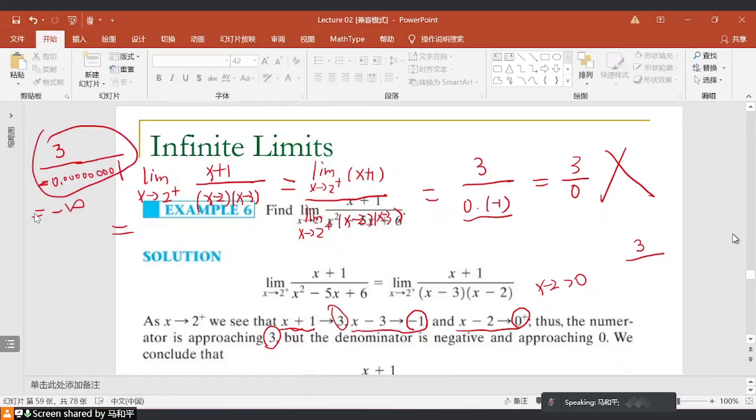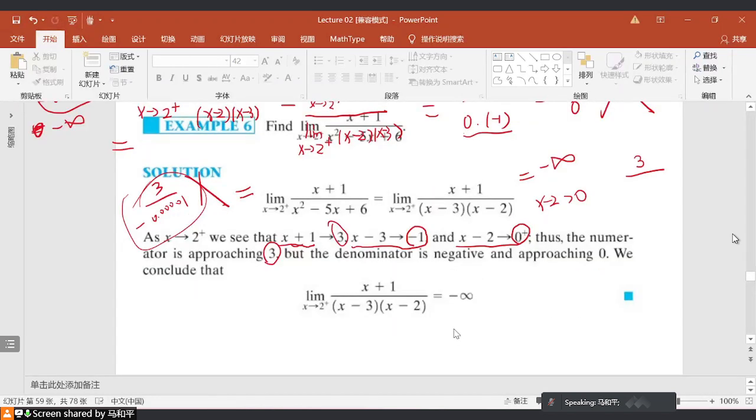Negative. So this is not right, we just think of it like this to help us understand it, right? So we just write negative infinity. Okay, but in your examination, you can't write this 3 over this 1. This is wrong. You can't write it like this. We just analyze like this to help us understand it. So we conclude that it is negative infinity.